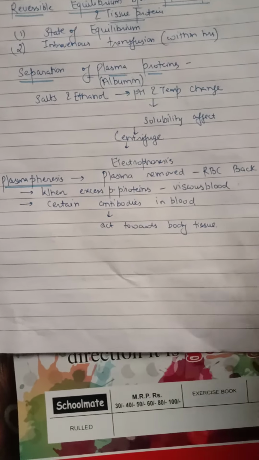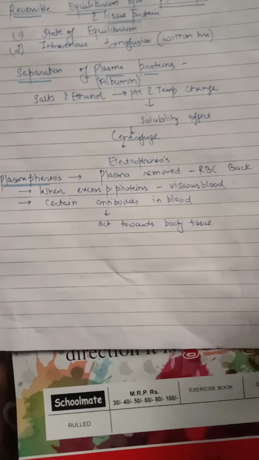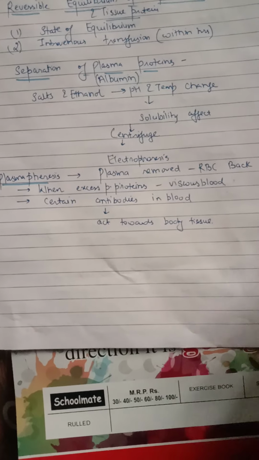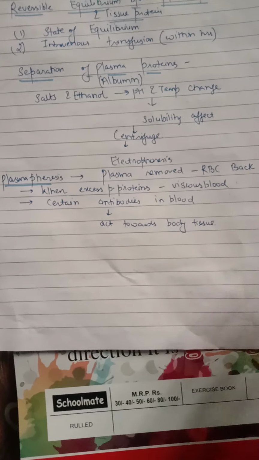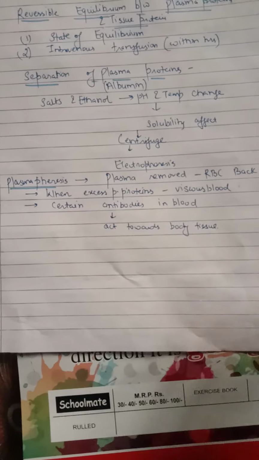So when is there a need to remove the plasma? When there is excess of plasma protein which makes the blood viscous, and the second is when there are certain antibodies present in the body which affect the body tissues. So here the chapter is completed.